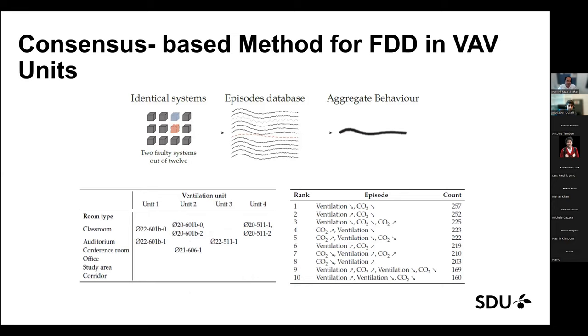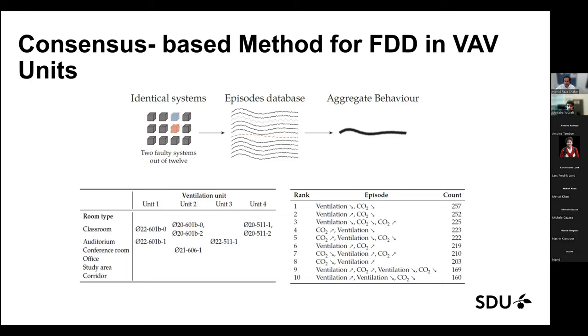Anyway, another set of methods that we developed and worked on was a consensus-based method for FDD in the VAV units. And VAVs are the openings in your ceiling related to your ventilation. They will be open and then you will have ventilation. So depending on how much they are open, of course, you ventilate more or less in a system. And these systems, of course, are quite identical. They have to be. And when you have a lot of identical systems, there is a chance to actually use this consensus-based method for FDD.